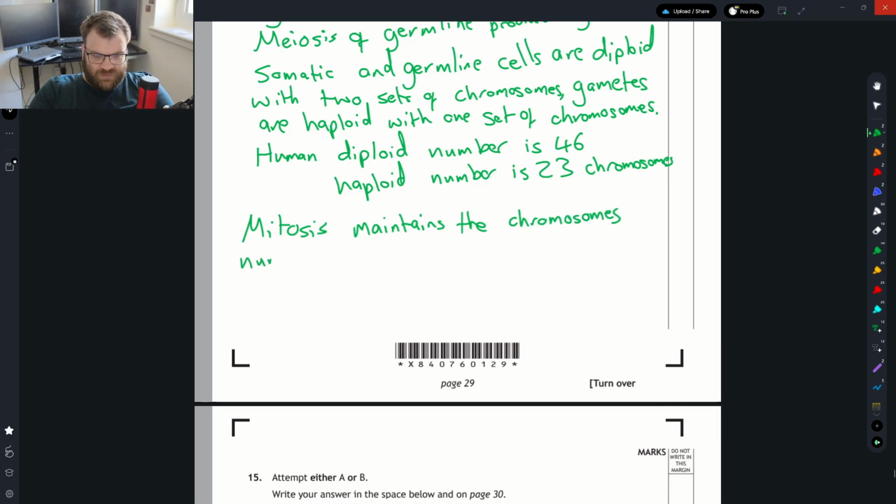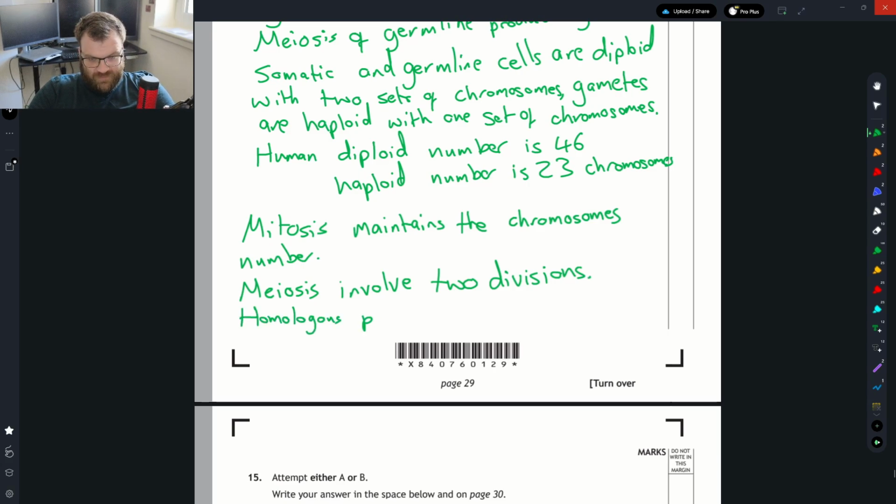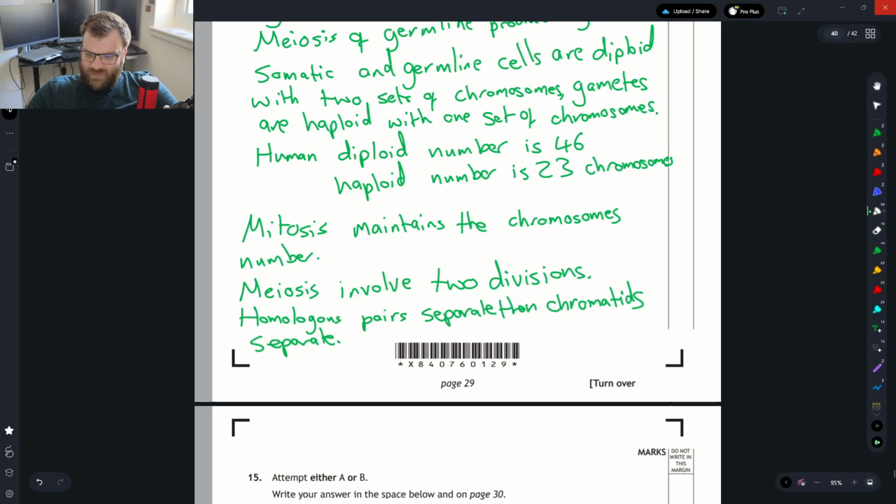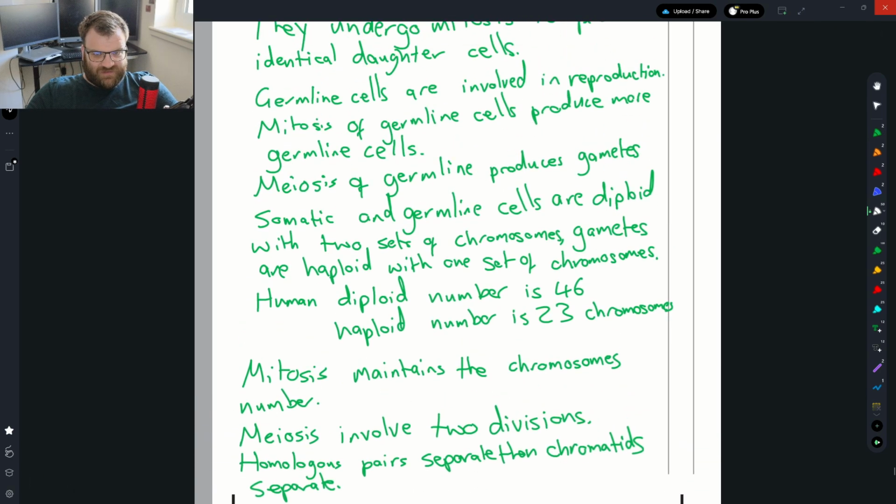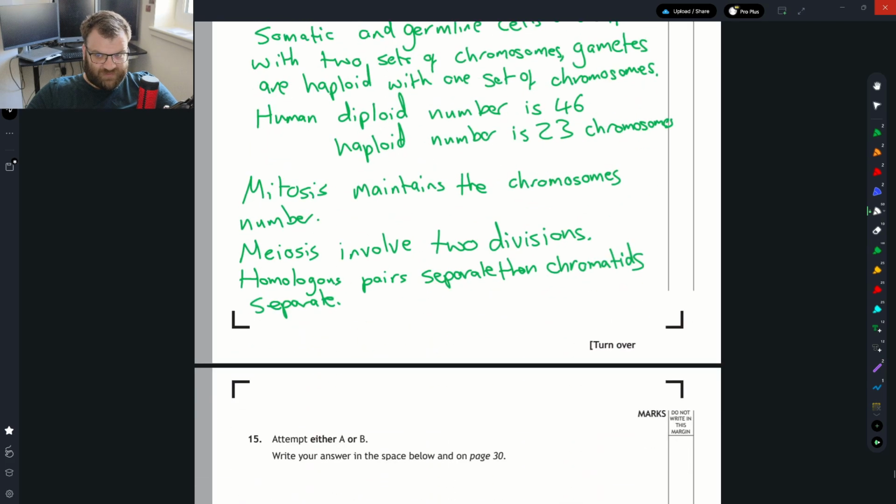So chromosome goes back to the identical part as well. I might have covered it already. For meiosis, it involves two divisions. That's when the homologous pairs separate. Then chromatids, the individual ones, separate as well. For that, more than likely missed out some stuff as well, but that's everything I can think of to pop in there, and that'd hopefully be enough for all 8.